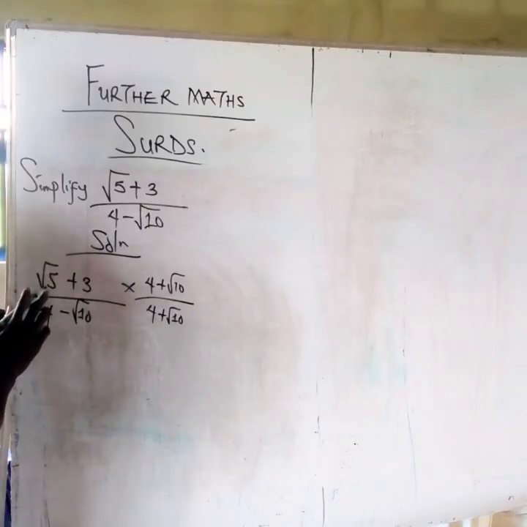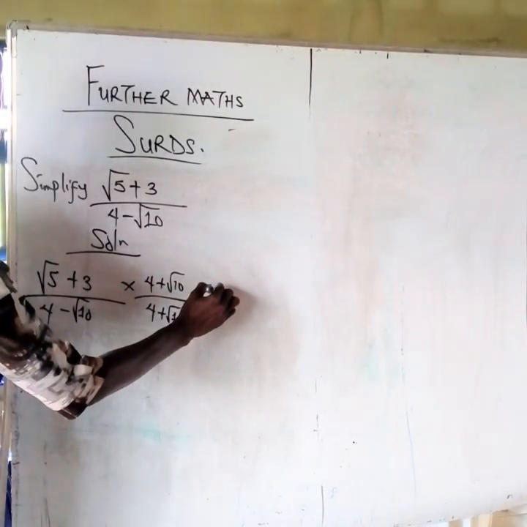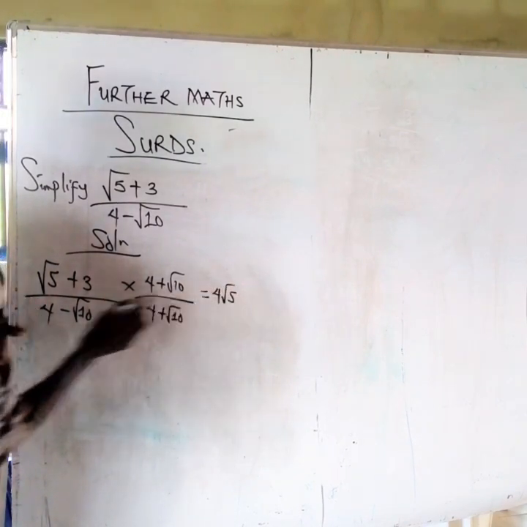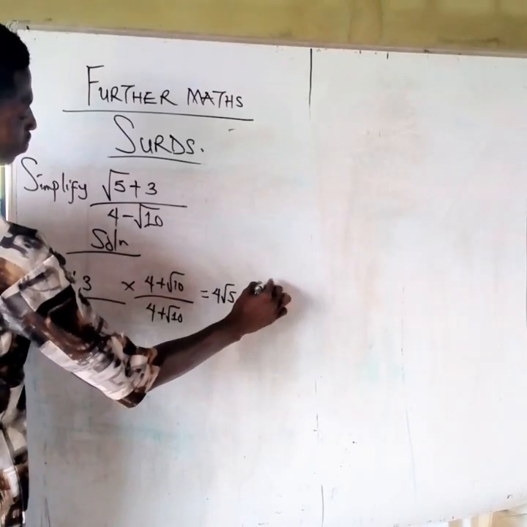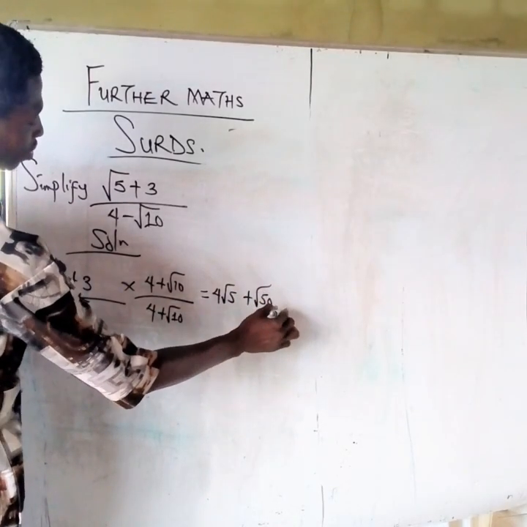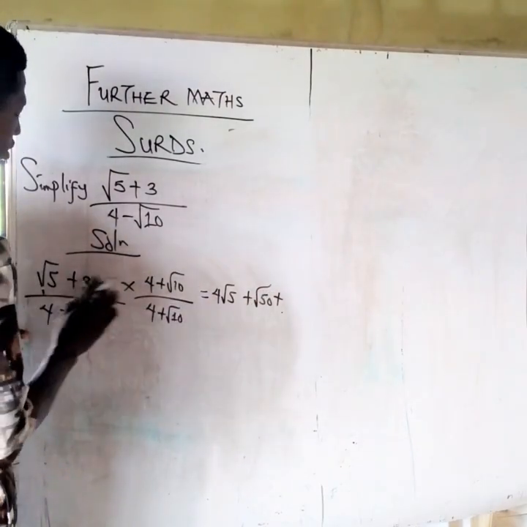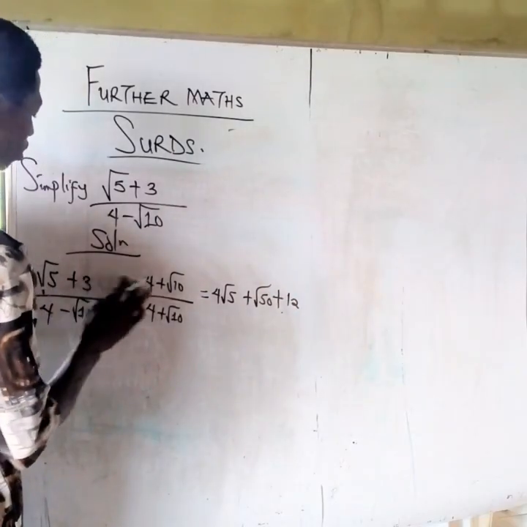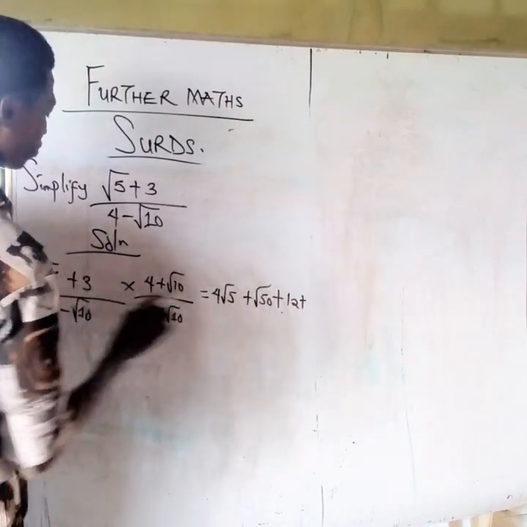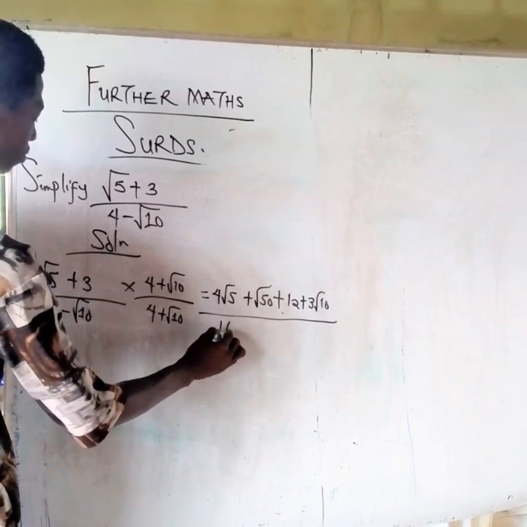Okay, so you have root 5 times 4. Root 5 times 4 is 4 root 5. Root 5 times root 10 is root 50, because 5 times 10 is 50. Okay, we still have 3. So plus 3 times 4 is 12, plus 3 times root 10 is 3 root 10. Now you have 4 times 4 is 16.